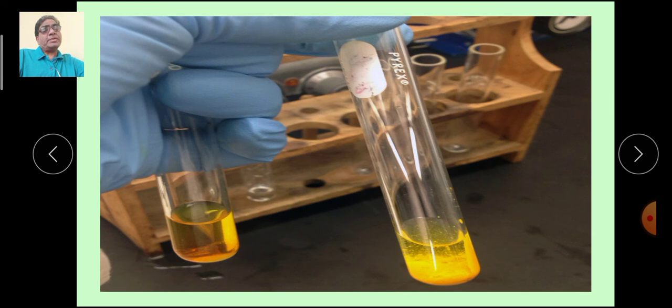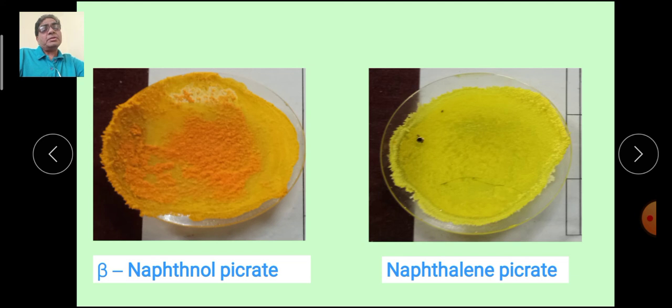Okay, this is the solution. This is a picric acid we are using in the test tube, and mix the solution and pour the contents on dry watch glass. Okay, after pouring the contents on dry watch glass, the picrates are formed. The first one is the picrate of beta naphthol. This is the picrate of beta naphthol, while this is the picrate of naphthalene compound.